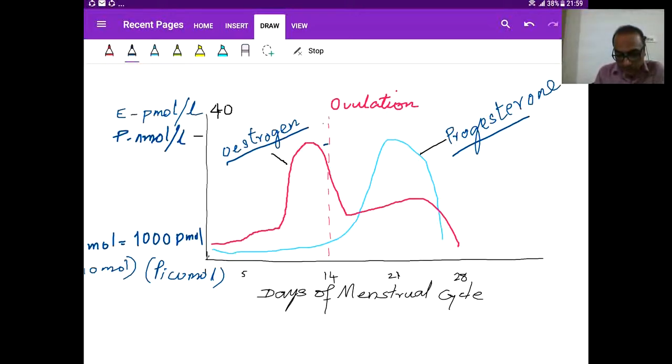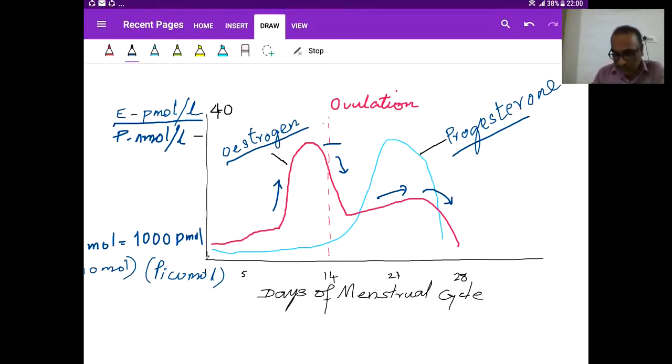the highest peak level of estrogen, maybe around 30 picomoles per liter. This E refers to estrogen, and the levels of estrogen in the blood are measured in terms of picomoles per liter. After the ovulation we see that the estrogen levels decline again, first increasing and then declining, and a considerable level is still maintained even after the ovulation.